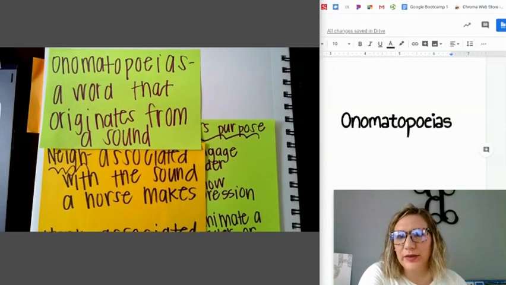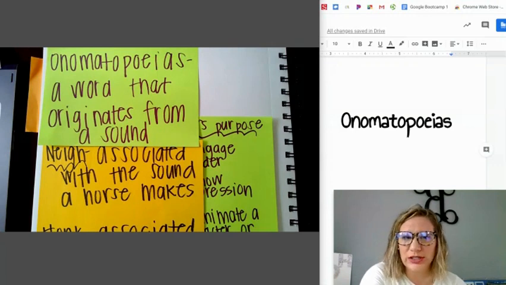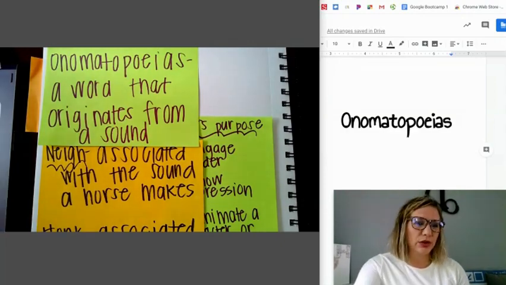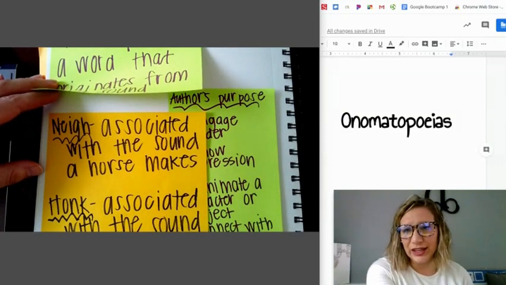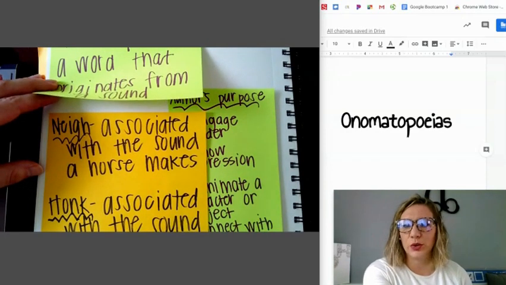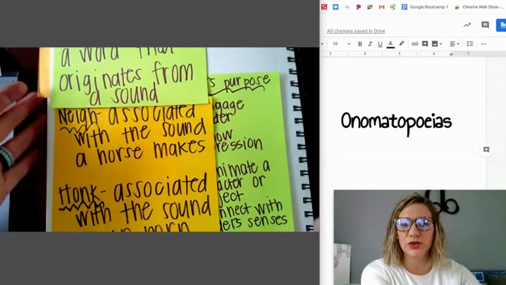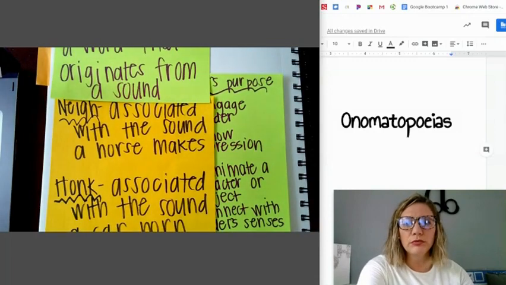An onomatopoeia, which some of you might remember, I know it's a fun word to say, but it also has a purpose. A word that originates from sound. Sound words is most likely what you've called them during your schooling career. So some examples include the sound neigh, which is associated with the sound that a horse makes, or possibly the sound honk, which is associated with the sound that a car horn makes.